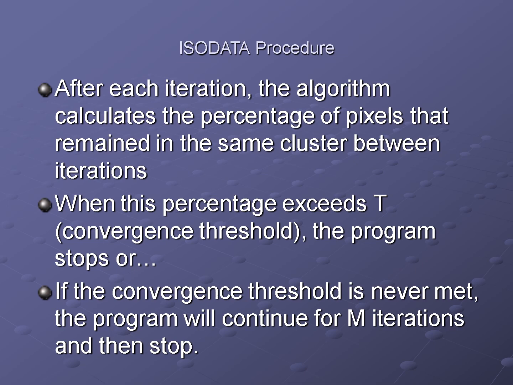In continuation of the ISODATA procedure, after each iteration the algorithm calculates the percentage of pixels that remained in the same cluster between iterations. When this percentage exceeds T, the convergence threshold, the program stops. If the convergence threshold is never met, the program will continue for M iterations and then stop.